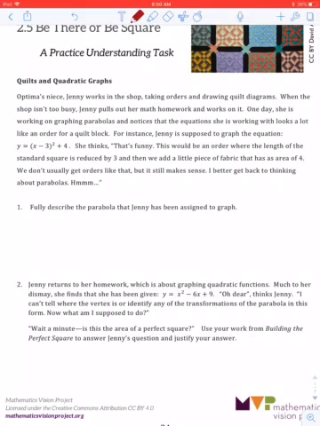Number 1, fully describe the parabola that Jenny has been assigned to graph. Okay, so this really gets at the heart of what the test is going to be about. We're going to be doing everything with quadratics and analyzing these equations. So first of all, the vertex is (3, 4).